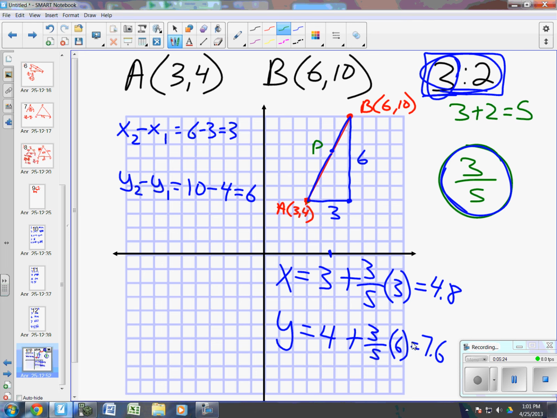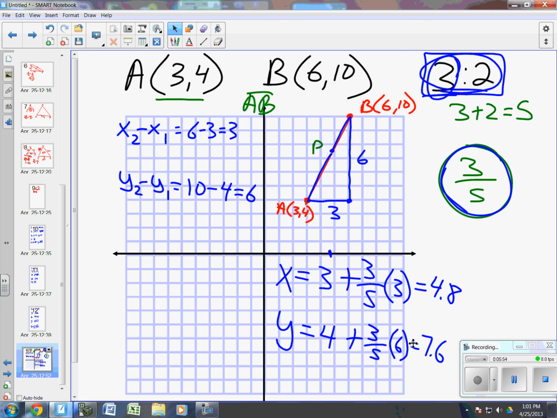We started with a 3 to 2 ratio from A to B, segment AB. Since A was written first, we start at A, and B is written second, so we go to B. If it said from B to A, then we would go from B to A back this way. We would have gone 3 this way and then down 2. Okay? So it's the 3 to 2 ratio right there, and we found our point. It's 4.8, 7.6. That is point P right there.